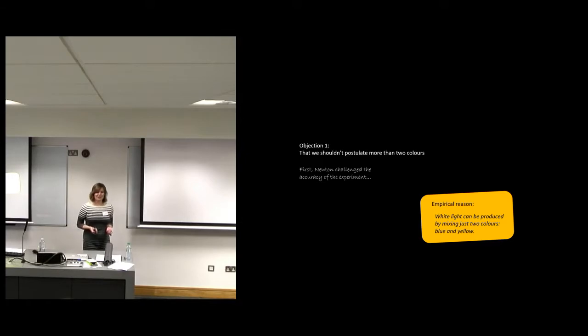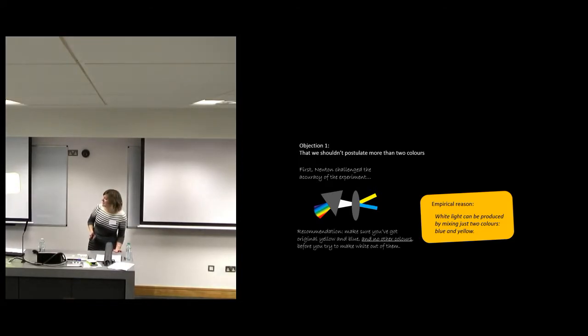Firstly, he challenges the accuracy of the experiment. He says, look, I seriously doubt that Huygens has actually managed to do this, and if he did, and this is where Newton calls on his distinction between original and compound colours, this yellow and blue are probably compounds. We'll find that out by putting that white mixture through another prism, and what he predicts we'll find is that we'll get the whole spectrum coming out the other side. And so he makes this recommendation to Huygens. If you're going to try this experiment, make sure you've got original yellow and original blue and no other colours before you try to make white out of them.